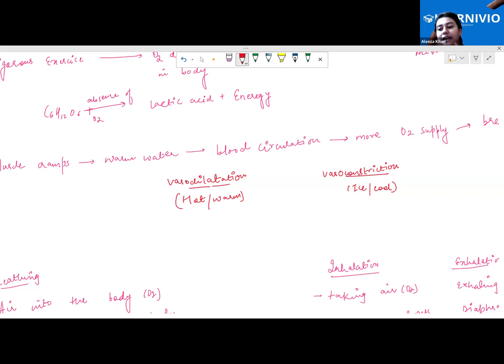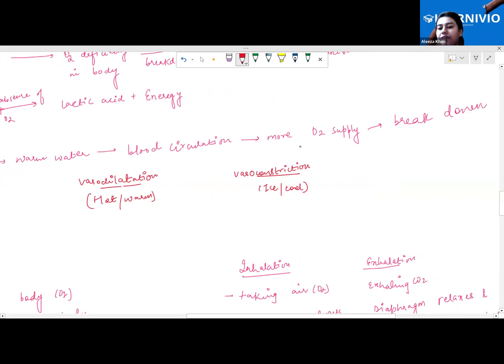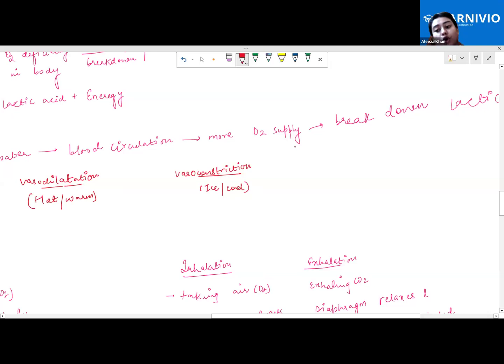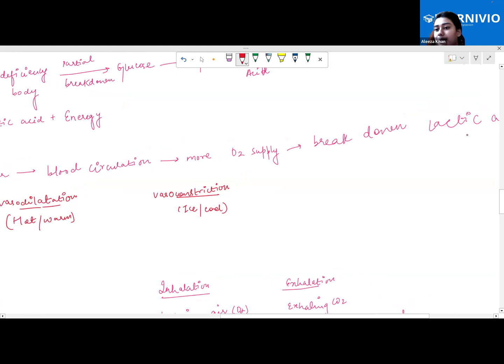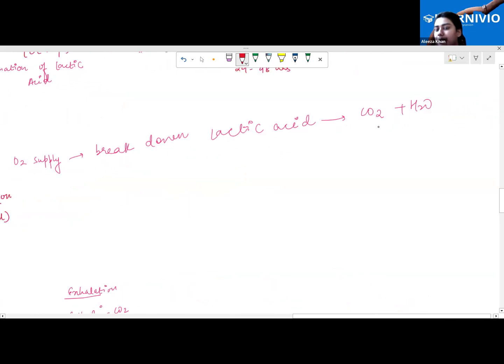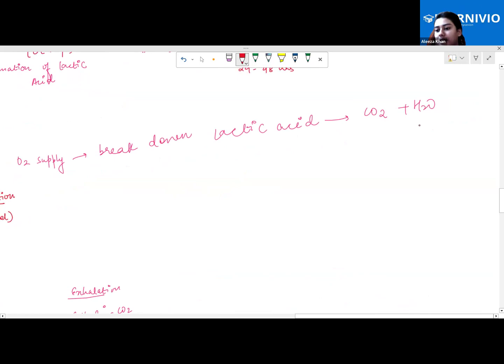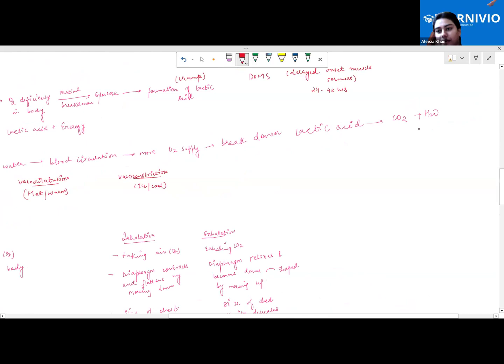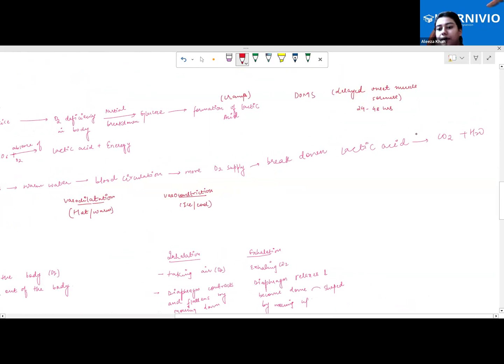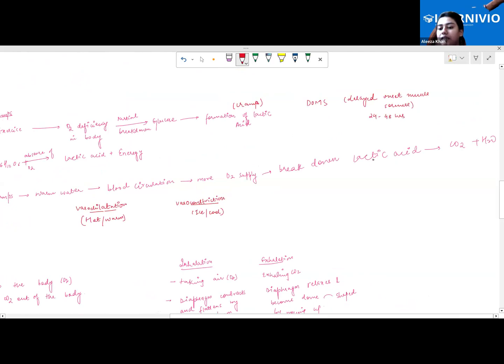This is why we say that blood circulation is increased by the warm bath or water bath. There will be more blood supply, more oxygen supply. Ultimately, oxygen will cause the breakdown of lactic acid, with the production of carbon dioxide and water. This is how muscle cramps happen. And after the breaking down of the lactic acid, your pain depletes.